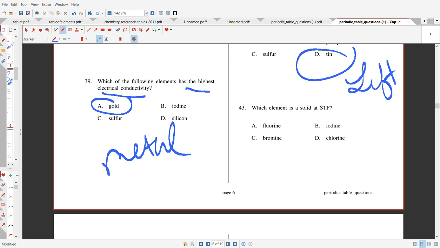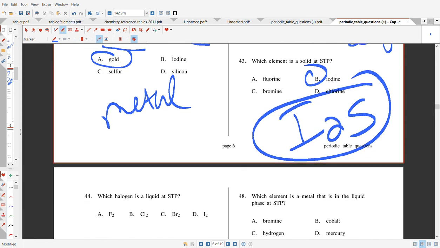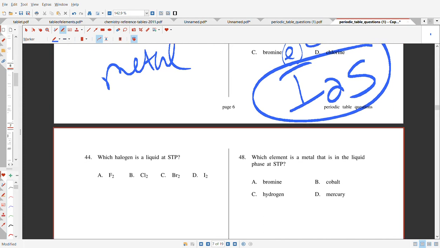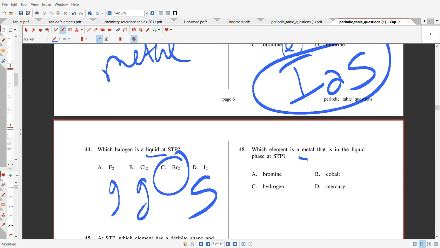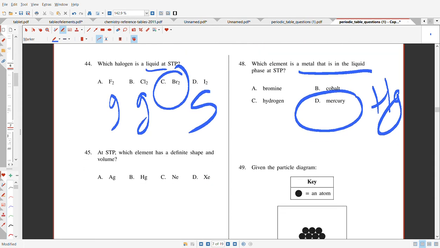Which element is a solid? Okay. Oh, you have to memorize. I spell the word I-S for iodine. Iodine is the diatomic solid. It's the only one. Bromine's the diatomic liquid, and then the rest are all gases. So which one was the liquid? Bromine. Gas, solid. Which element is a metal that's a liquid? Mercury. Good, mercury.